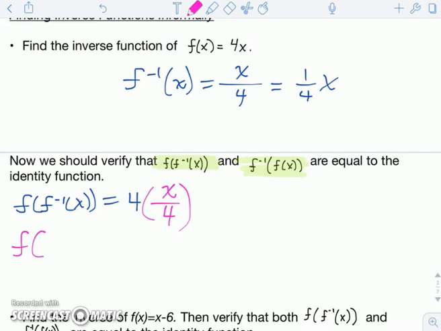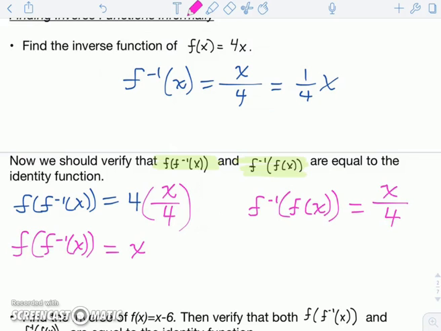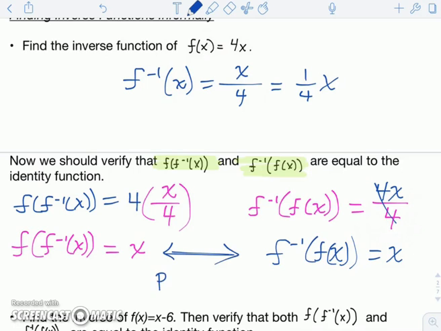What happens here when I plug in the inverse is that the 4 on the top and the 4 on the bottom cancel. I'm just left with x. And so now I need to do the inverse composed with the function. My inverse is normally x over 4, but instead of that x, I'm going to plug in the function 4x. So I get rid of this x. Instead, I plug in my original function, which was 4 times x. And what happens is, again, the 4's cancel out. I'm just left with an x. This proves inverses.